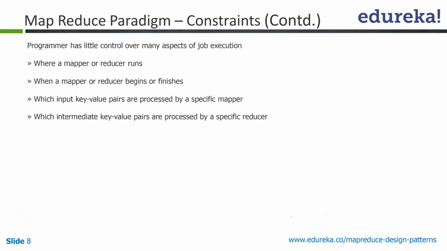Okay, so these are the constraints. The programmer has very little control over many aspects of the job execution: where a mapper or the reducer runs, when a mapper or the reducer begins or finishes, which input key value pairs are processed by a specific mapper, which intermediate key value pairs are processed by a specific reducer. You ideally would have liked to have such control in your hands, but that control is not provided to you.